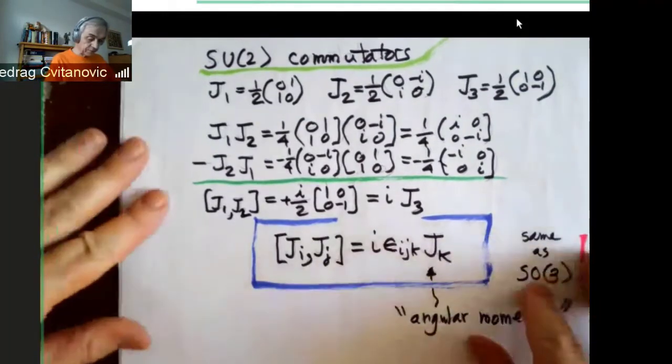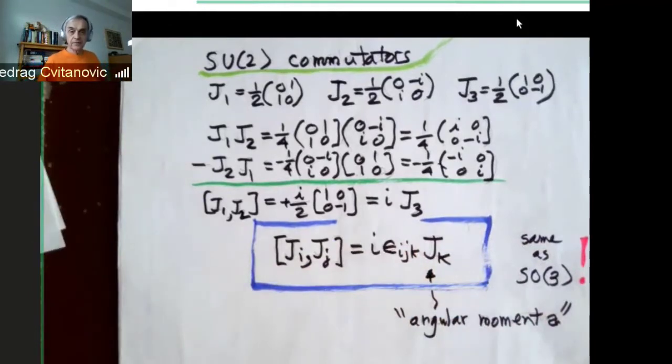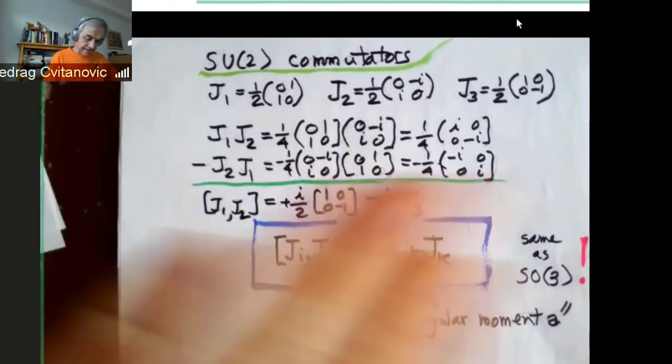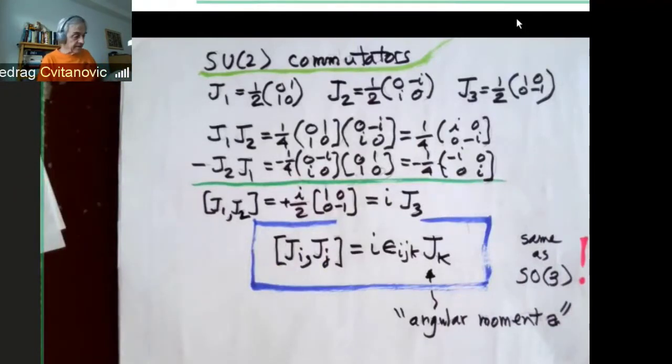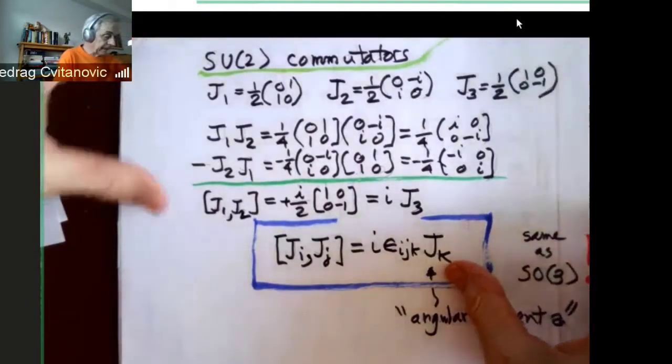Just like for finite groups, we had a multiplication table. For Lie groups, we have a commutator table called Lie algebra. So this describes what happens in infinitesimal neighborhood in the parameter space, what the tangent space looks like. And SO3 made perfect sense. SU2, who ordered that? So let's look at it a little bit more.